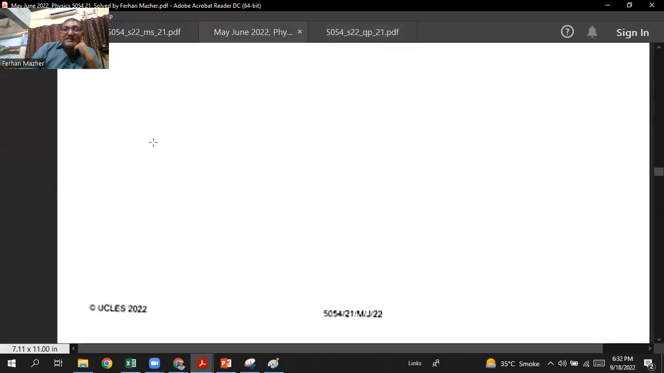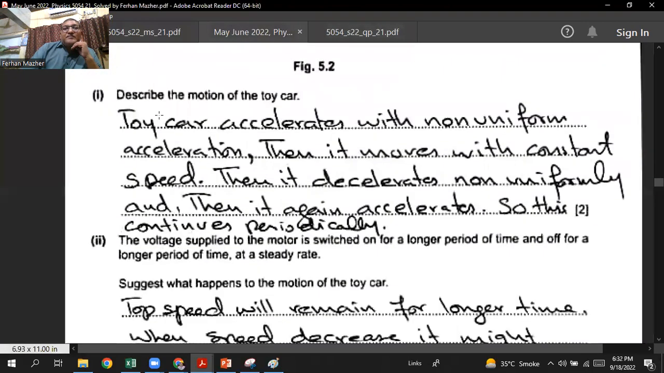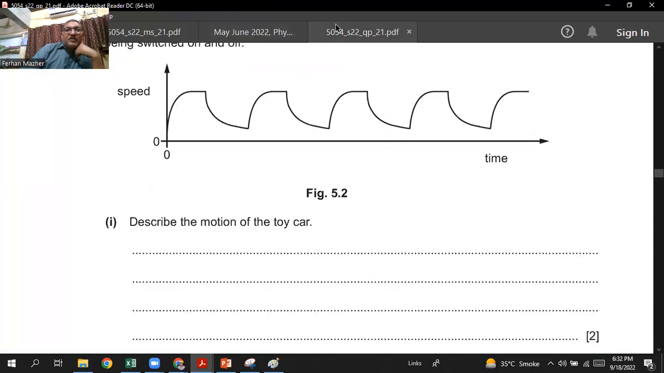Let me show you my written answer. So a toy car accelerates with non-uniform acceleration, then it moves with constant speed, then it decelerates non-uniformly, and then it again accelerates. So this continues periodically. Okay, so that cycle repeats.